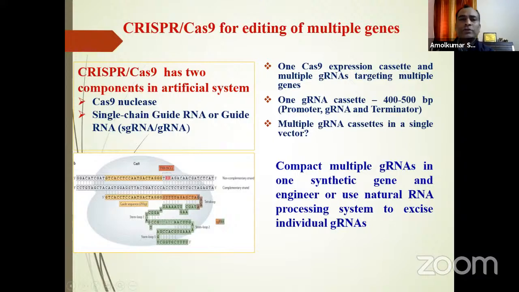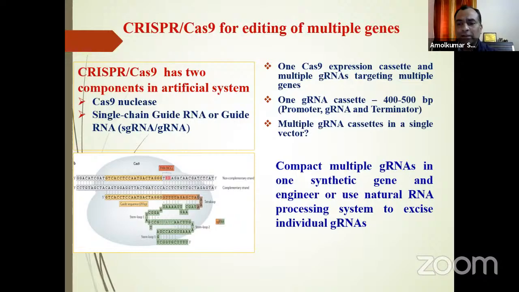Then we used the CRISPR-Cas method to characterize these genes, but instead of mutating a single gene, we decided to characterize multiple genes in one construct. If we take multiple genes in one construct, each guide RNA will carry almost 400 to 500 base pairs. So if we are putting almost 6 to 7 guide RNAs in one construct, it will be very bulky.